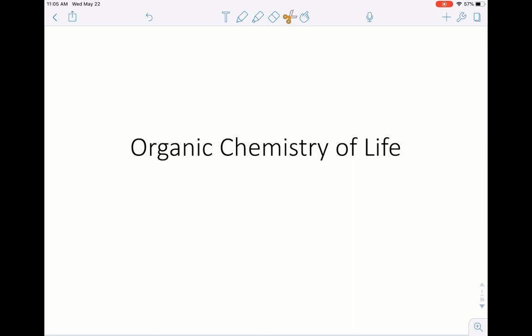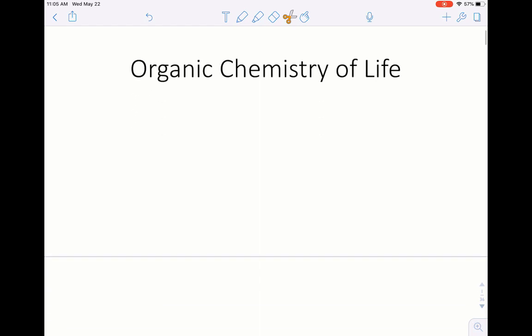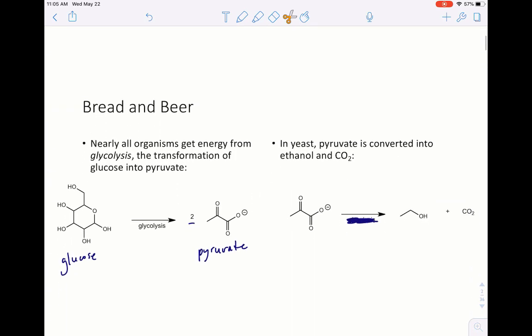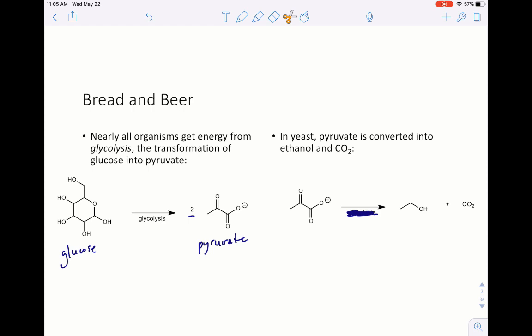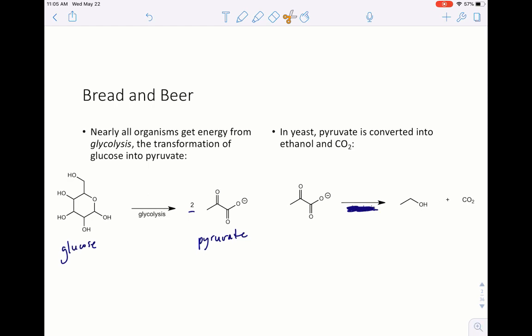As promised in our last class, we're going to look at some of the organic chemistry of life. As you know from biology, nearly all organisms get energy from glycolysis, which is the transformation of glucose in the presence of oxygen, an aerobic process, into pyruvate. You can see that glucose has 6 carbons and generates 2 pyruvates, each of which has 3 carbons, and the energy currency that we're talking about here is ATP.